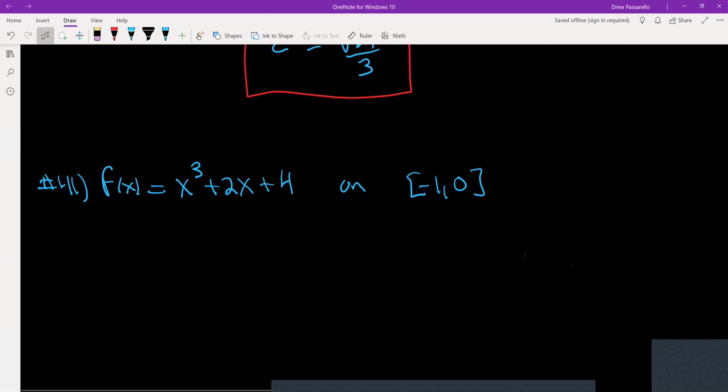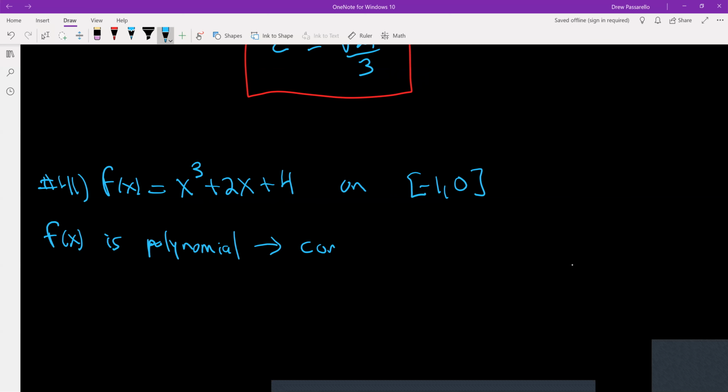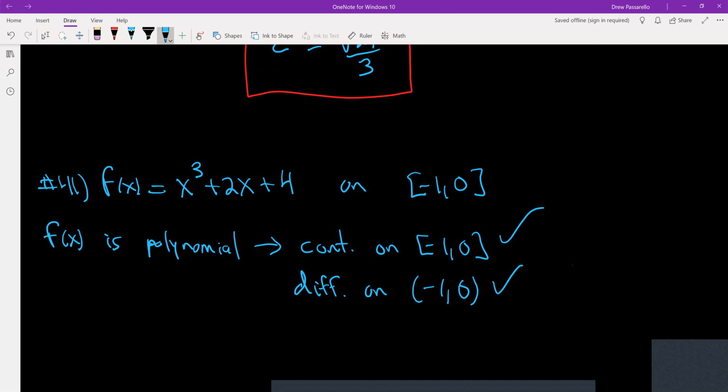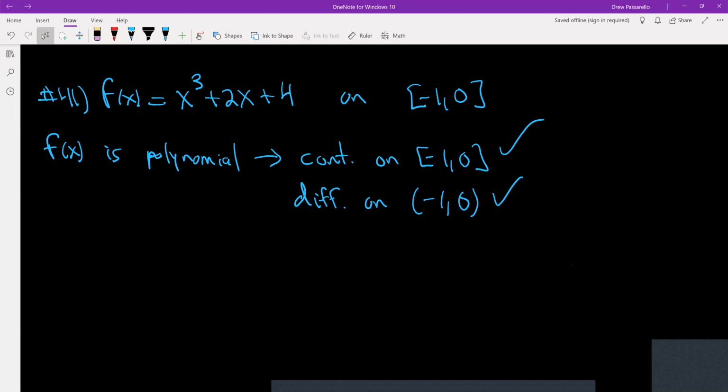All right, so this is the example. Notice this is also a polynomial. So f of x is a polynomial. Polynomials are continuous and differentiable everywhere. So it's continuous on the closed interval -1 to 0, and then differentiable on the open interval. All right, so the two conditions are met. Now we just got to apply the mean value theorem.